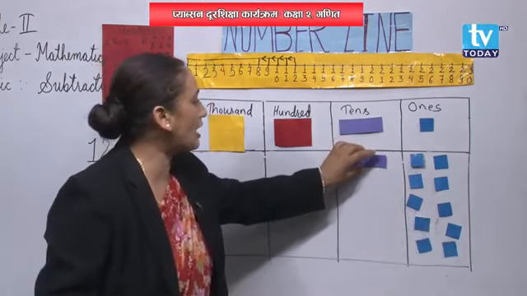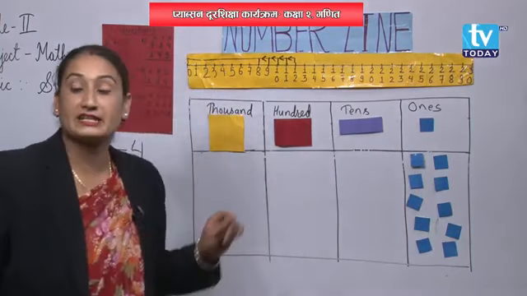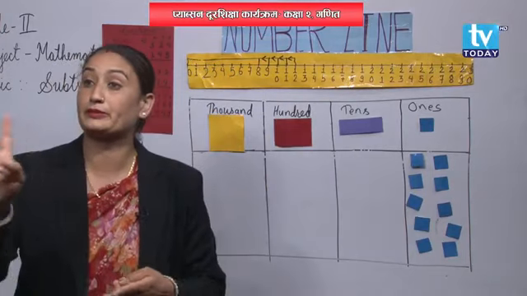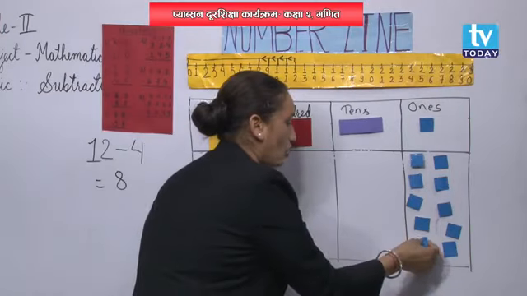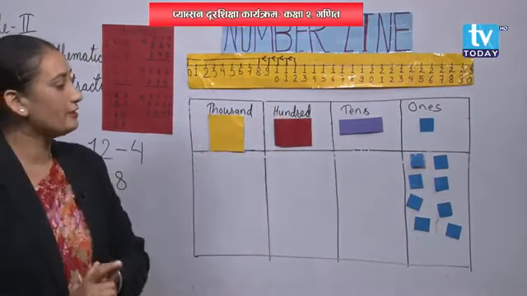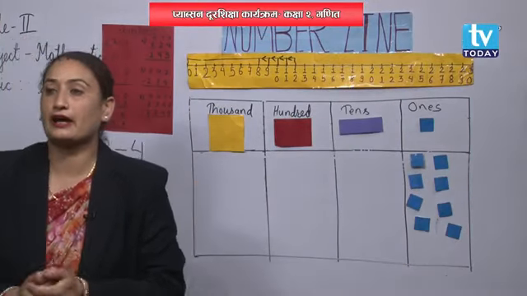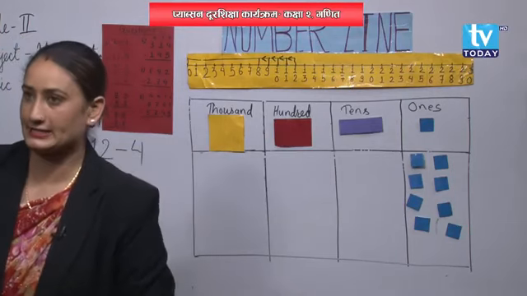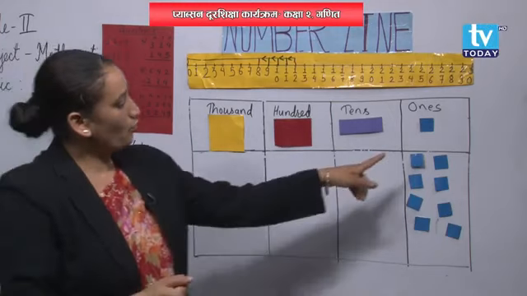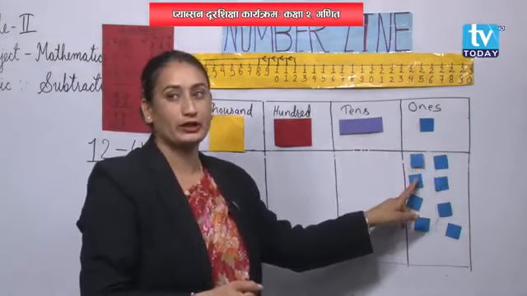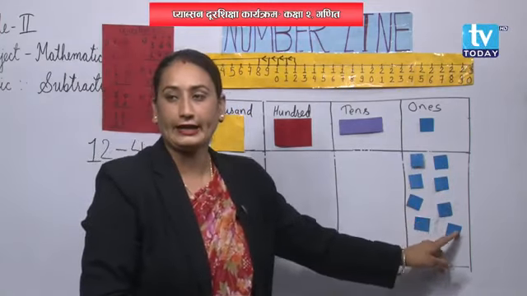Now, I can remove this 10 place. Do you understand? Now, from 10, I still need to remove 2. Okay, let's take out 2 units. Now I have removed 2 more. Out of 12, I have removed 4. Right, students? Now, you have to count the number. Start to count. 1, 2, 3, 4, 5, 6, 7, 8.